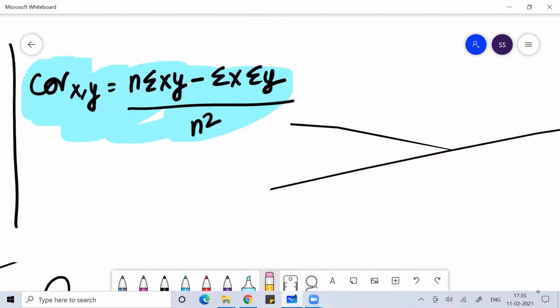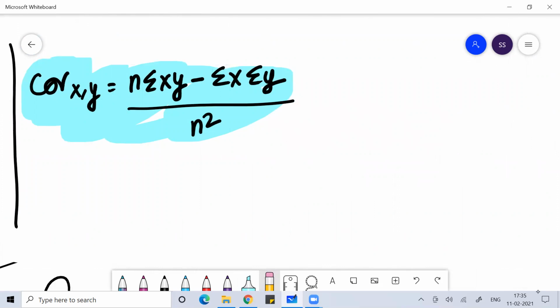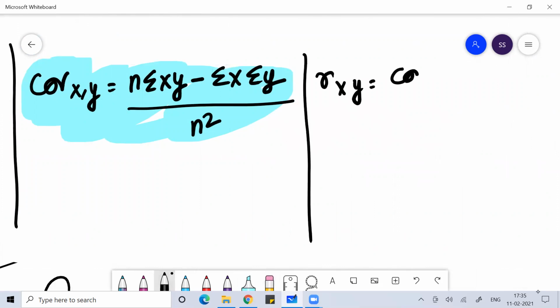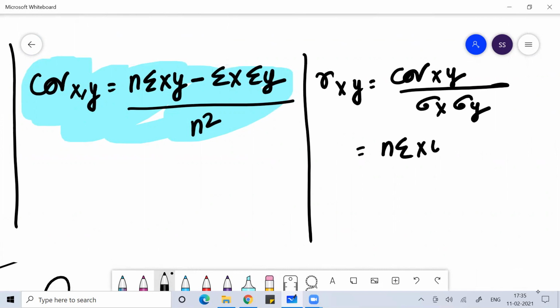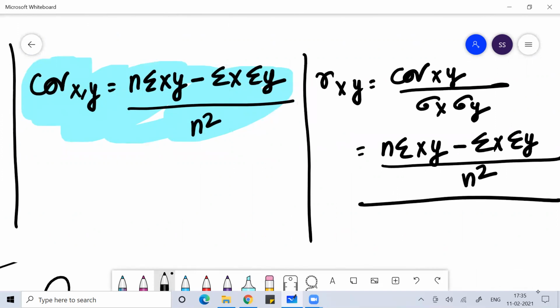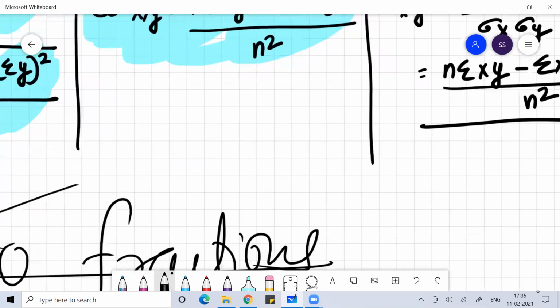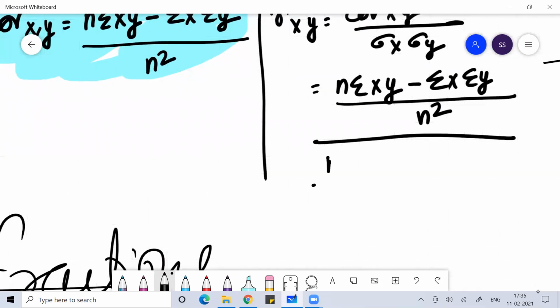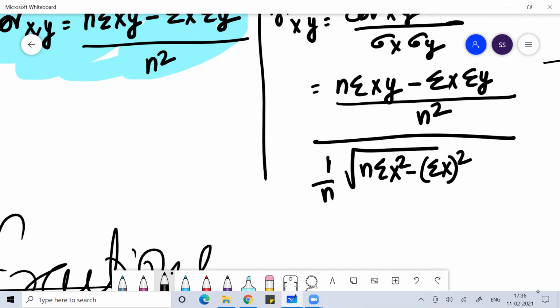If you put them into that relation, you know that r of xy is equal to covariance between x and y divided by standard deviation of x and standard deviation of y. So you get n sum of xy minus summation of x summation of y by n square, divided by standard deviation of x. Standard deviation of x is 1 by n times the root of n summation of x square minus summation of x whole square.